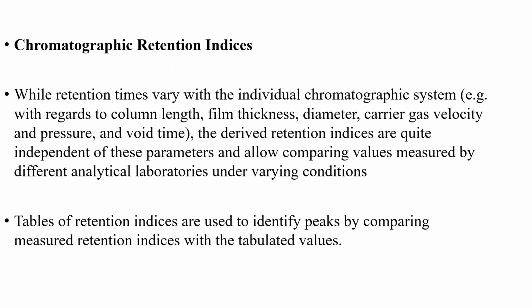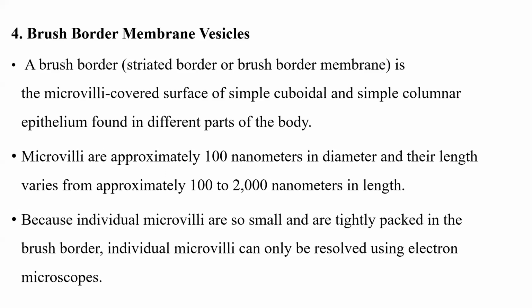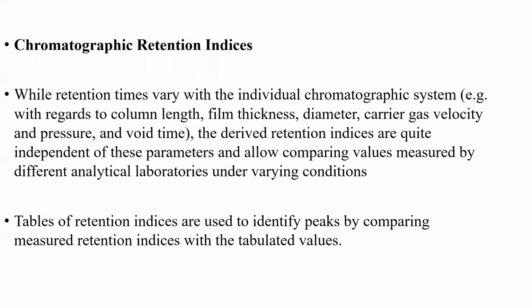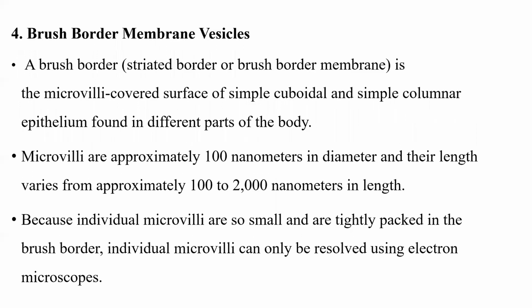For example, taking into regard column length, film thickness, diameter, carrier gas velocity, pressure and void time, this derives retention indices, which are quite independent of these parameters and allow comparing values measured by different analytical laboratories under various conditions. The retention index can help to identify components by comparing the measured retention index with tabulated values. And then the fourth one is brush border membrane vesicles.